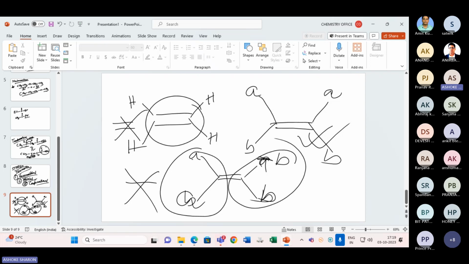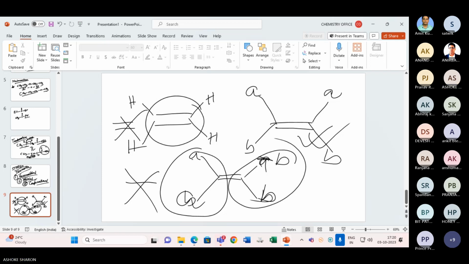Clear? So the basic condition is, when you consider the substitution on a particular carbon, the first condition is that a double bond should be there. The second is that on a particular carbon, the two substituents should be different. This is point number 2.